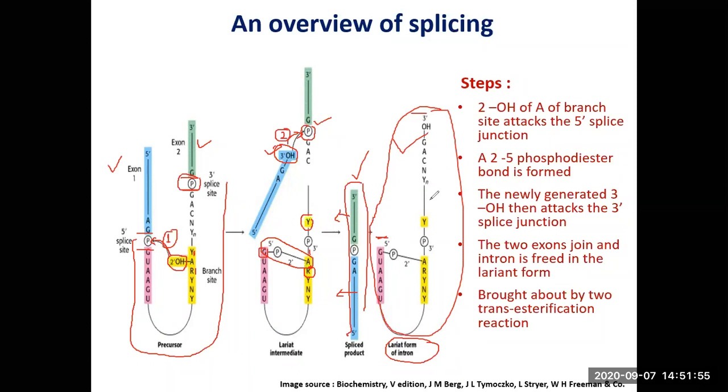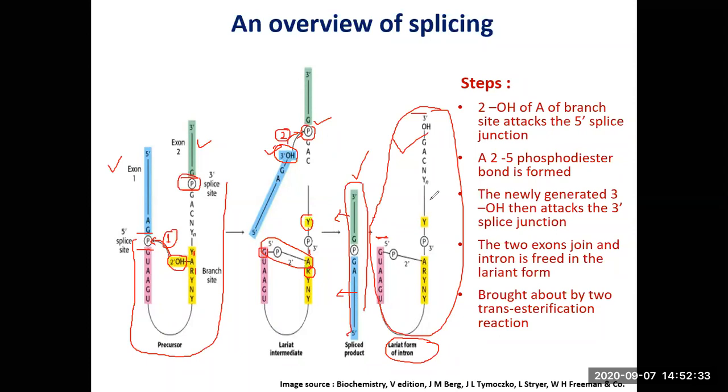Precisely, irrespective of the size, as long as the consensus sequences are intact, the intron will be very precisely removed from between the 2 exons. If there are aberrations, substitutions, or mutations in these consensus sequences, either at the 5' splice site or at the 3' splice junction, then removal of the intron, or splicing, may not take place properly. That shows the significance of these consensus sequences in the process of splicing.